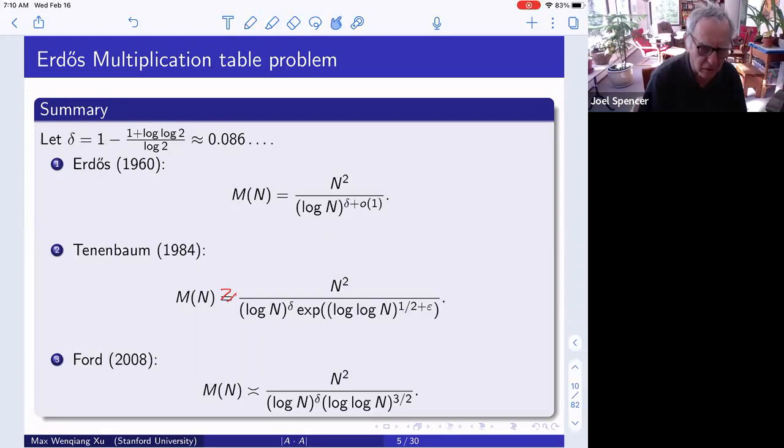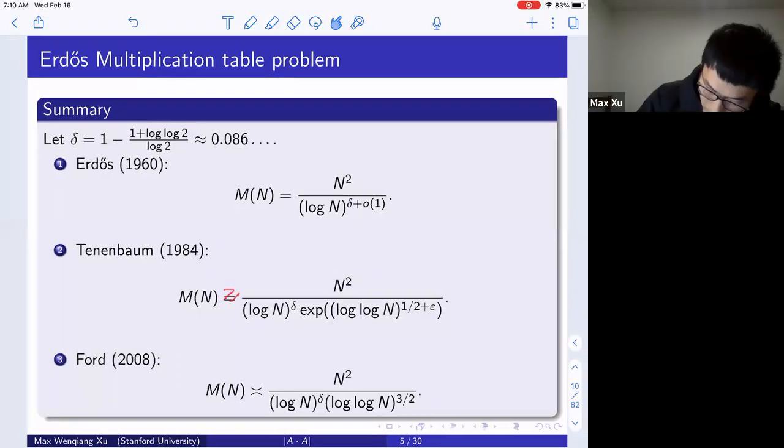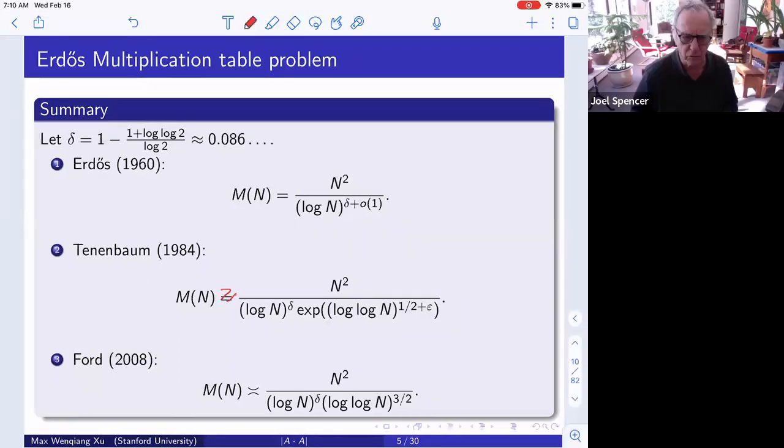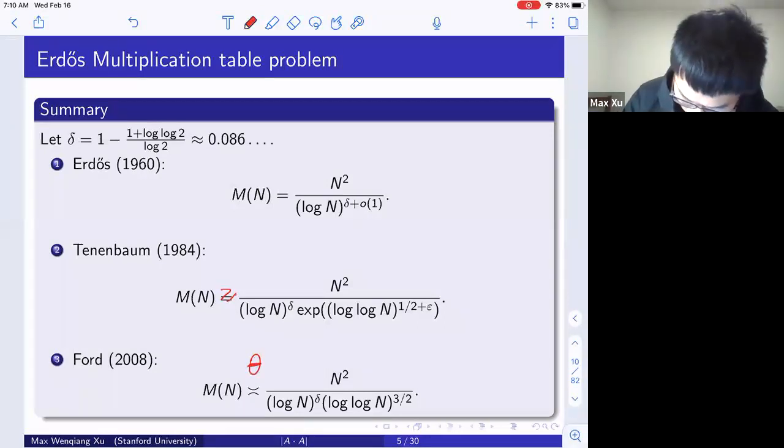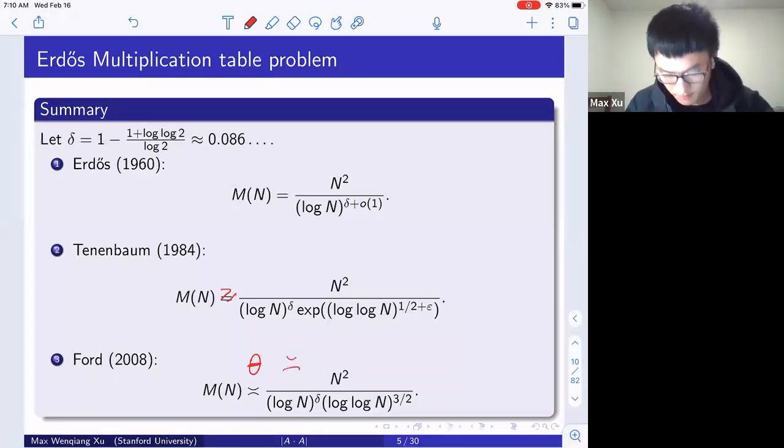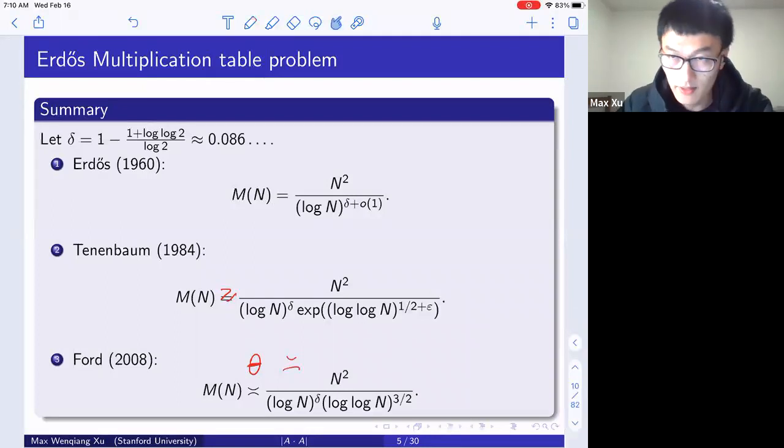Just a question on the notation on the Ford result. Is that with the constant or is that a theta result? Theta, sorry. Okay, that's fine. I didn't know the notation. Thank you. Okay, sorry. Yeah, this is same as theta notation. Okay, thank you.